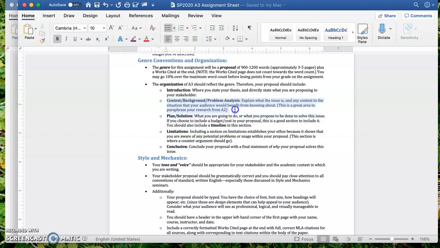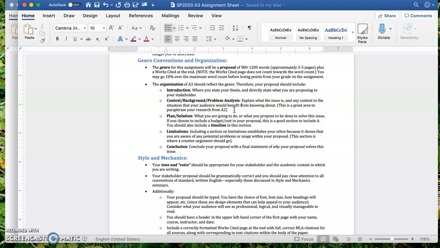Next, I want you to have a section that's either context or background or problem analysis. You can choose one of those titles or a different title that fulfills the same purpose, but you want basically a section that's going to go over what this stakeholder would need to know about this issue. Like, here's the situation, essentially. And this is a great place for you to put in some of your research from your A2.